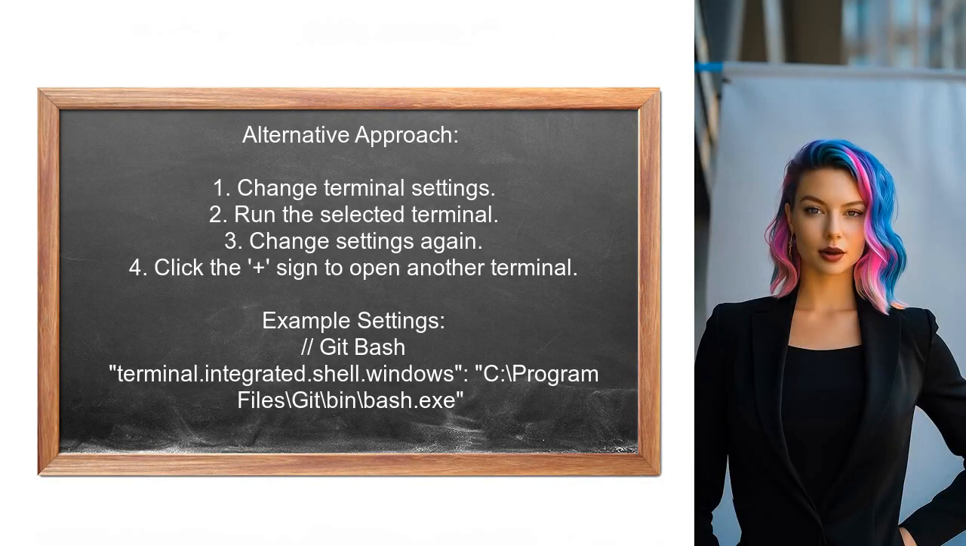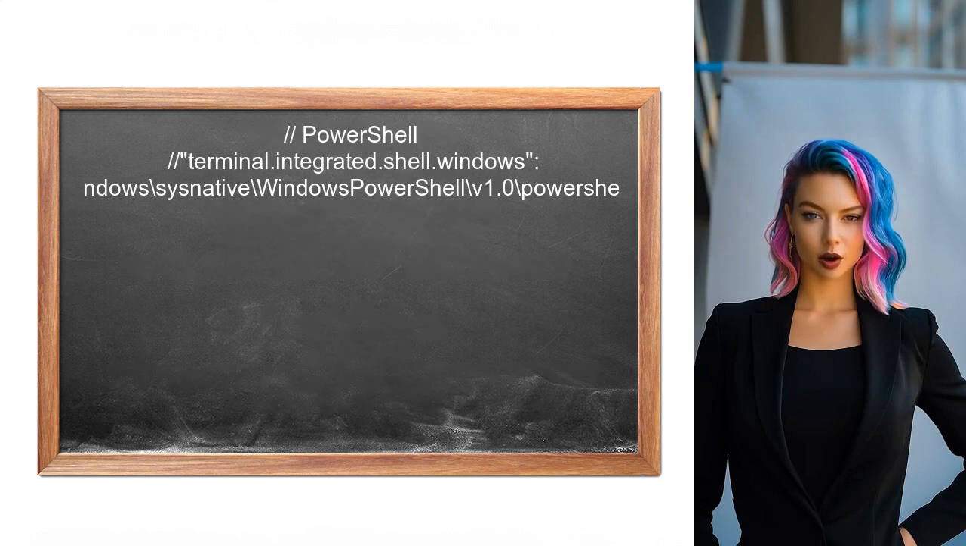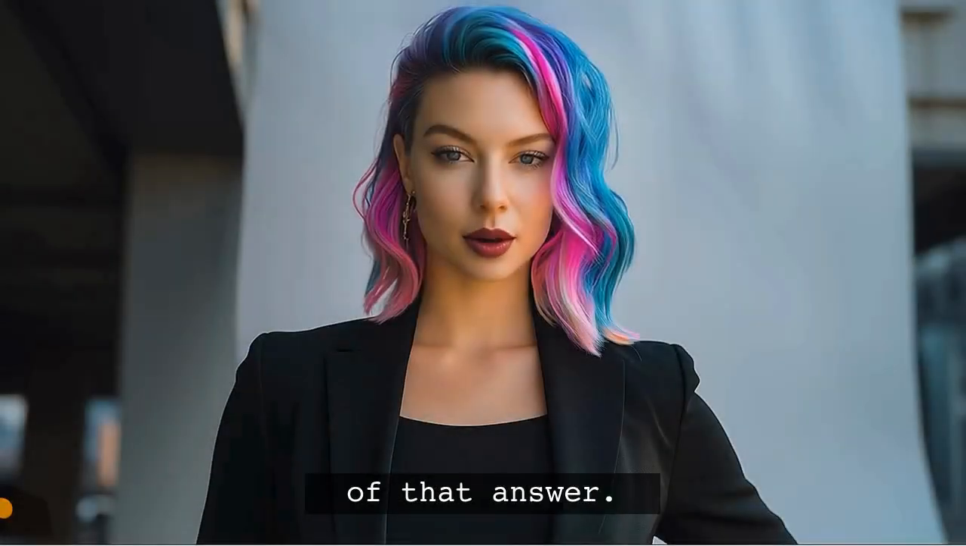An alternative approach shared by another user involves changing the terminal settings in Visual Studio Code. First, set your desired terminal, then run it. After that, you can change the settings again to open a different terminal type by clicking the plus sign. That's the end of that answer.